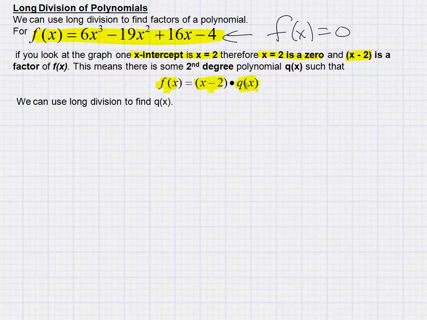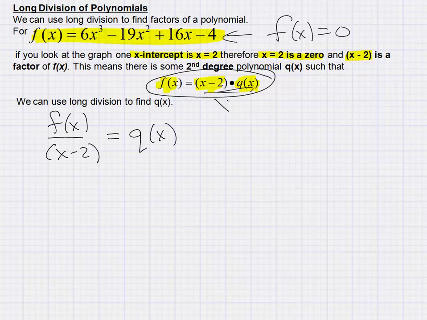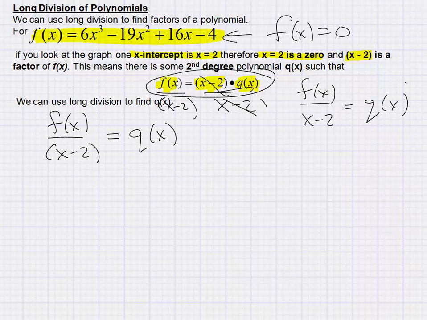Well, one way of finding that other factor is through division. If I take f of x and I divide it by x minus 2, that will get me that other factor. Because if you think about it, if you take this equation here, if I divide both sides of the equation by x minus 2, these x minus 2's will cancel, and what do I have? I have f of x over x minus 2 equals q of x. In that case, I'm finding q of x by doing this division.